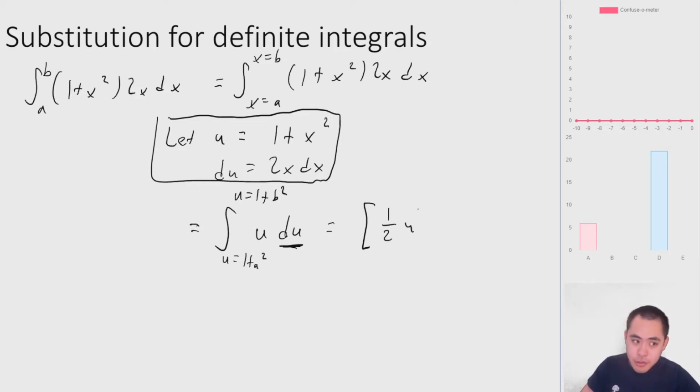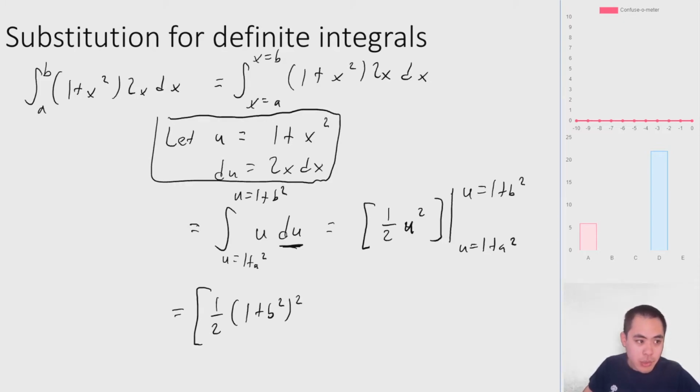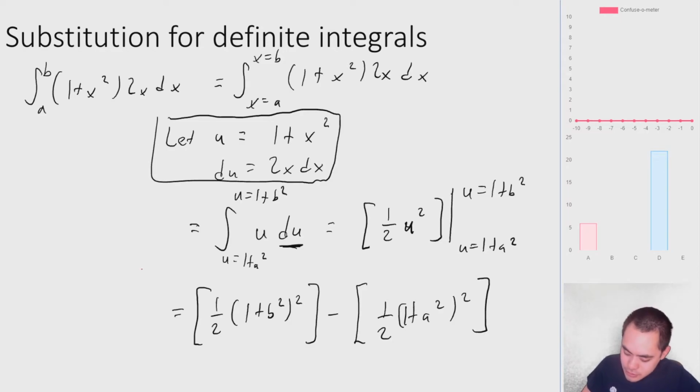So this is equal to 1/2 u squared from u equal to 1 plus a squared to u equal to 1 plus b squared. And with a definite integral, you don't necessarily always have to go back to converting back to x's, because you can just directly evaluate this in terms of u's. So this is equal to 1/2 (1 plus b squared) squared, wait, do I have another squared in there? Yes, I do. So there's another squared in there, so I'm plugging in u, minus 1/2 (1 plus a squared) squared. Okay, so the important thing here is you need to change the limits of integration.